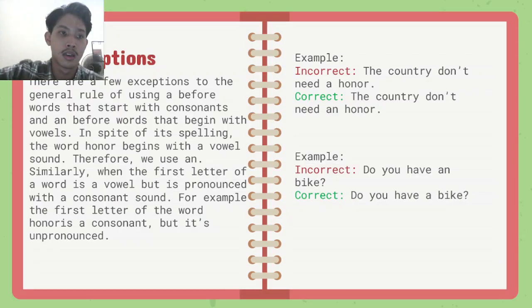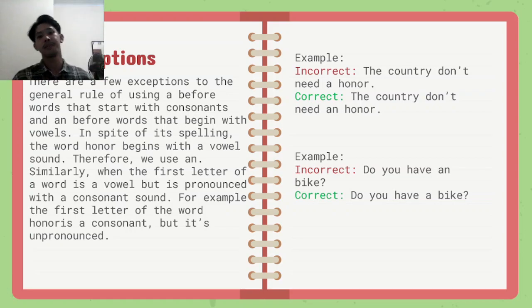Exceptions. There are a few exceptions to the general rule of using a before words that start with a consonant and an before words that begin with vowels. In spite of its spelling, the word honor begins with a vowel sound. Therefore, we use an instead of a. Similarly, when the first letter of a word is a consonant but is unpronounced, for example, the first letter of the word honor is a consonant, but it's unpronounced.